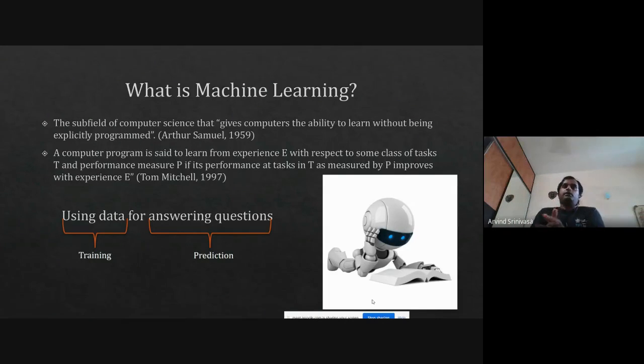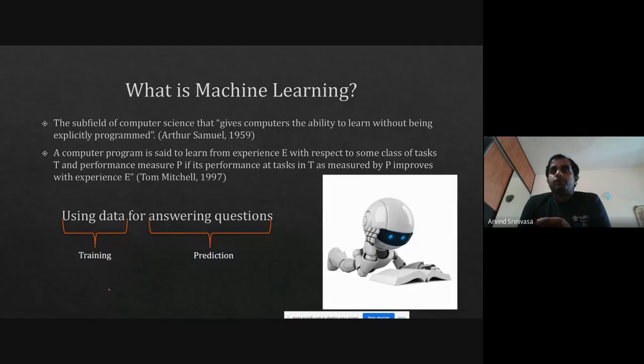So what is machine learning? It is a subset of computer science which gives a computer the ability to learn without being explicitly programmed. When you start learning programming in the first semester, we explicitly program to do some activity. But in machine learning, we don't program explicitly to do some activity, but we give the data, and based on the data, we make the program learn. It was told by Arthur Samuel way back in 1959, not now.